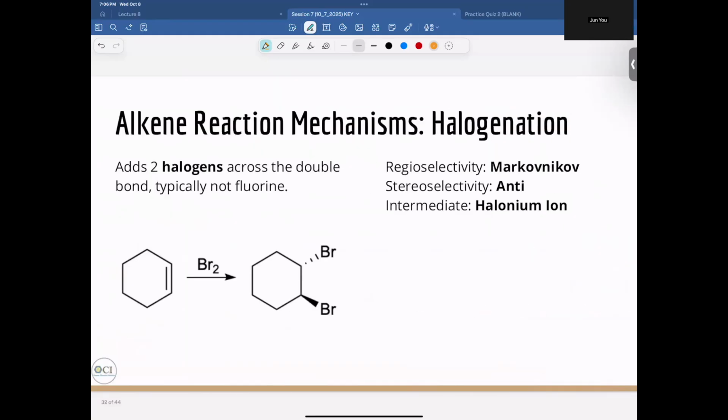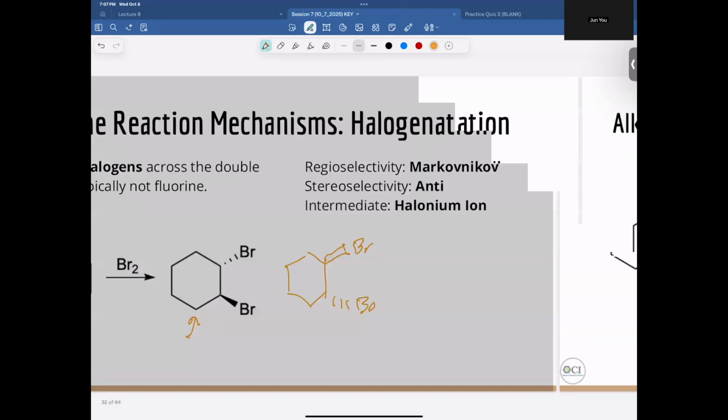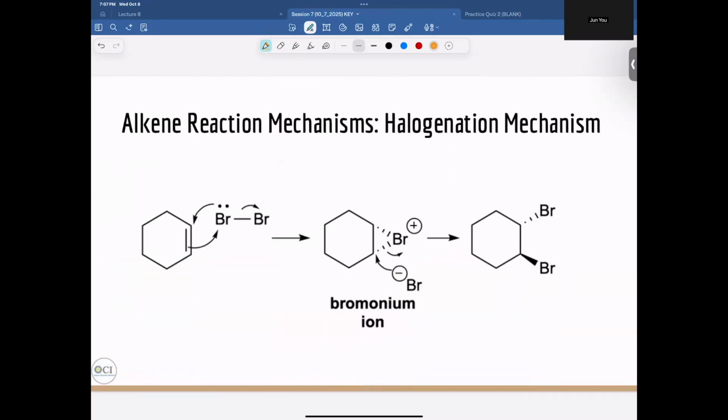Okay. And then when you have two halogens, like Br2 or Cl2, across the alkene, they'll be anti. So it forms this, and it can also form this. It doesn't really matter. It can be either one of those. And the intermediate is a halonium ion. We'll see that in a second. Looks like this. This is the bromonium ion.